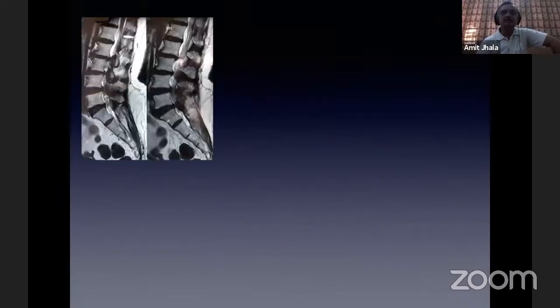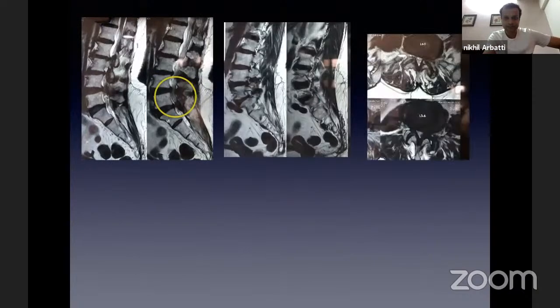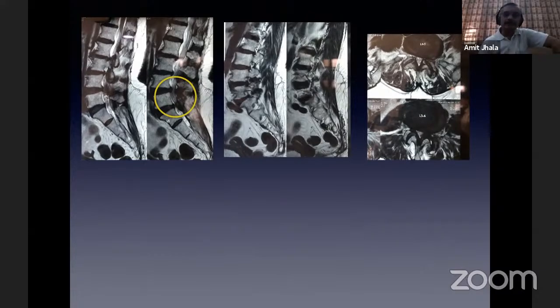Sagittal and axial MRIs. The sagittal cuts. Okay, from my point of view, this will definitely require instrumented fusion and decompression if all the conservative measures have failed. The patient was opting for surgery only. She was not looking for any conservative management. Yeah, and go to the AP X-ray.